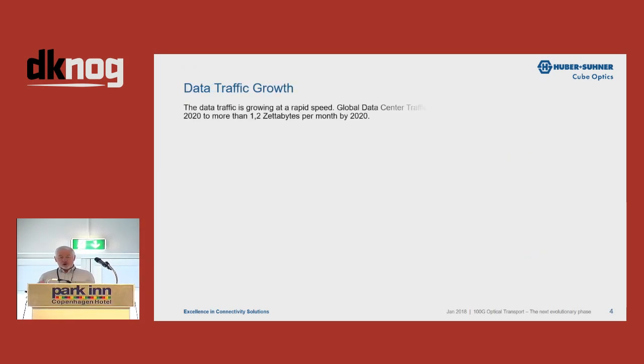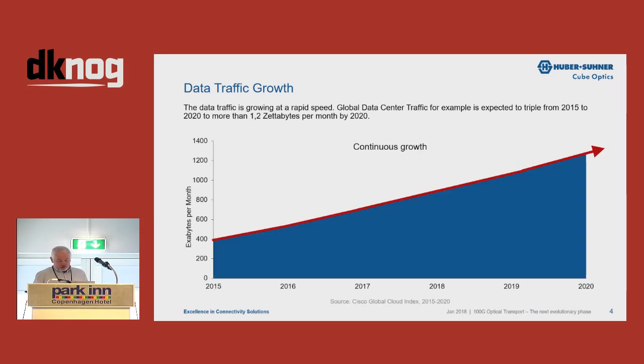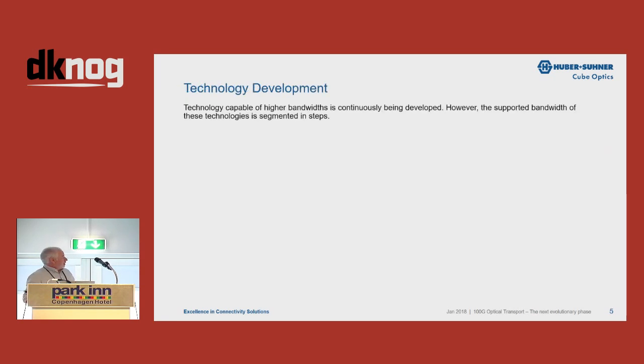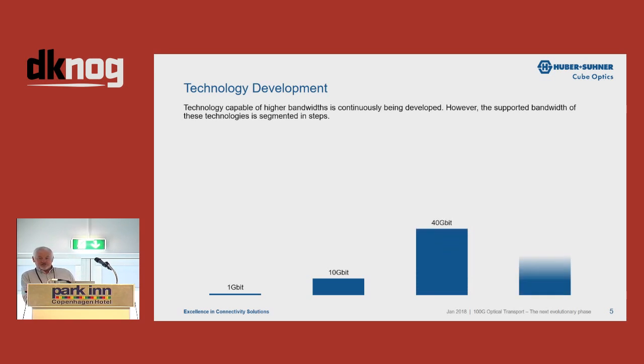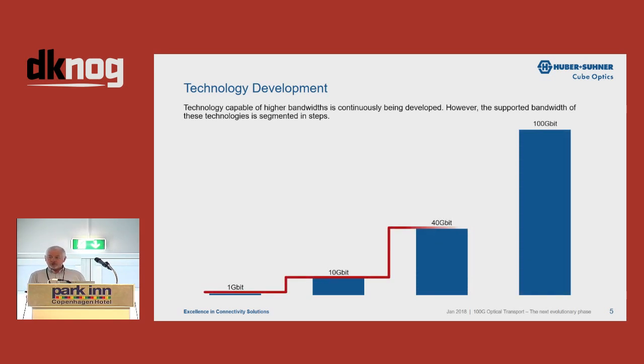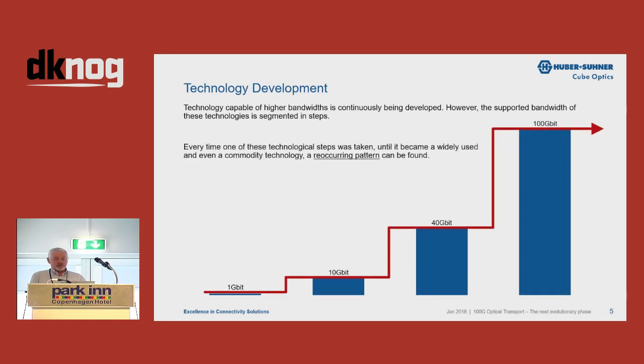Because I'm in a marketing role, I have to show you the slide of data going like that, but you guys know that already, right? The technology development from 1 gig to 10 gig to 40 gig to 100 gig, although we're not seeing much in terms of 40 gig in the WAN. We're seeing 40 gig in the data center, but not necessarily in the WAN. So it's going from 1 gig to 10 gig to 100 gig. And this technology development follows a similar pattern.